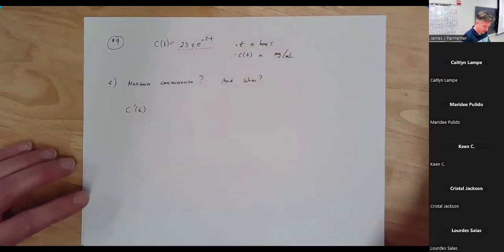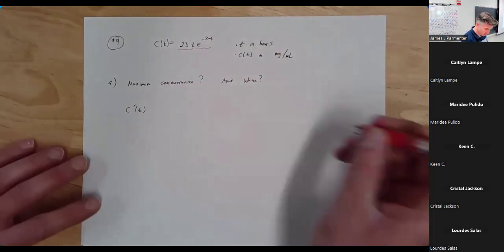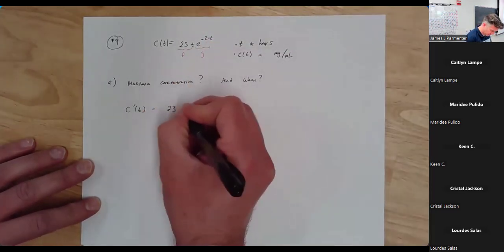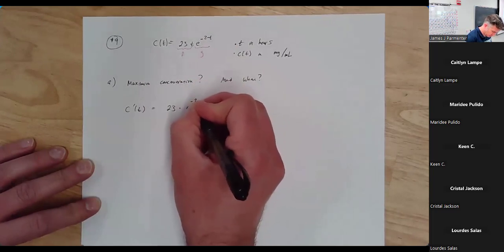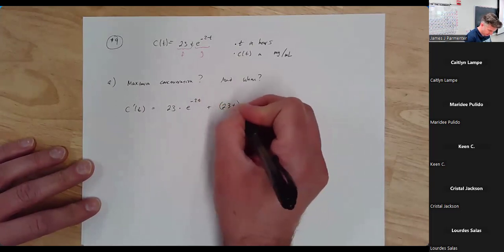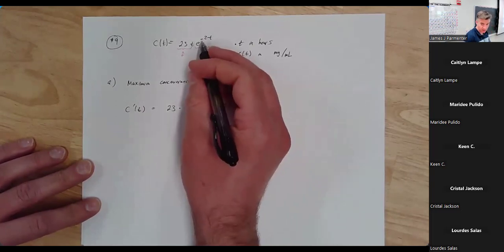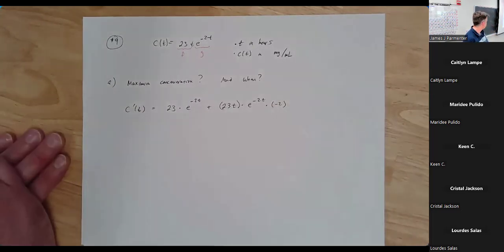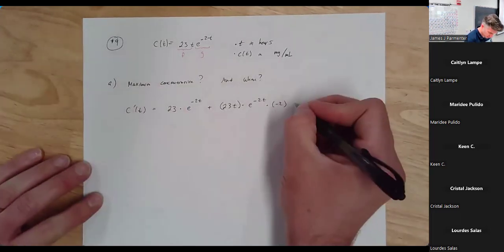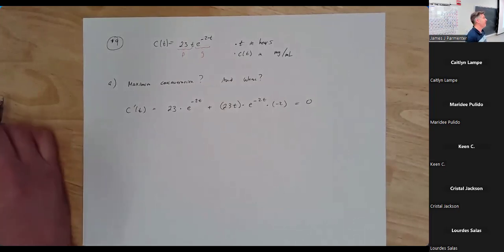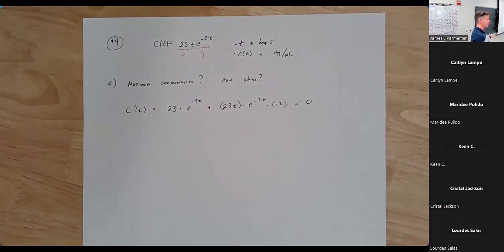23t times e to the negative 2t when I use the product rule. So the derivative of 23t is 23 times the other piece left alone, plus, then we switch it up and we leave the 23t alone. We multiply by the derivative of e to the negative 2t, which is e to the negative 2t times negative 2. And then we're going to set this equal to 0. And again, normally you would also try to find if the derivative was undefined somewhere, but since this function is never undefined, we're not going to worry about that.